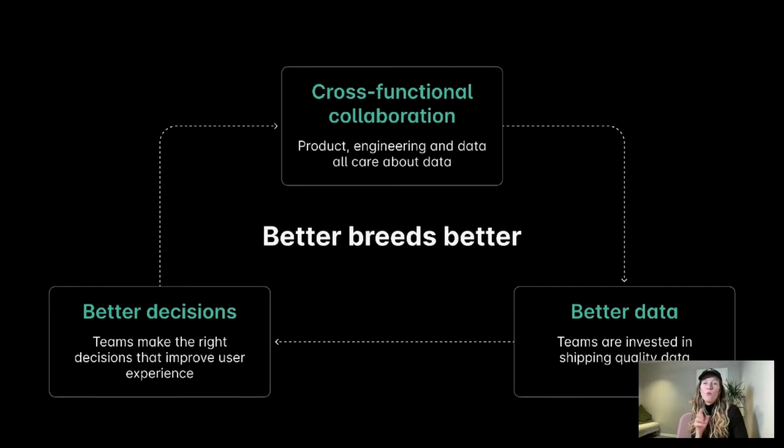And that's why it's a reinforcing cycle. Better breeds better. You have cross-functional collaboration where product, engineering and data all care about data. That breeds better data. They want to implement high-quality analytics. They don't want to see all of the versions of the add song event because they know how terrible that's going to be when they start looking at the charts. So teams are invested in shaping quality data. And then they make better decisions because they have better data, and then they keep wanting to cross-functionally collaborate. And then this gets contagious throughout the entire organization.